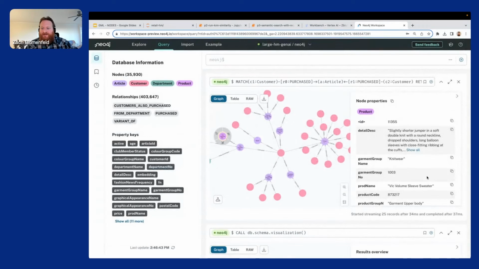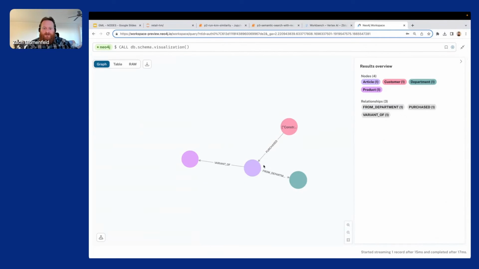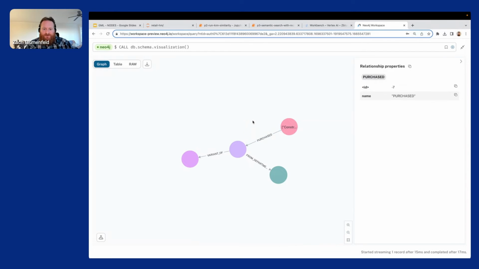And let me actually show you this picture here. So this is our schema. I know these labels might throw you off a little bit, but this is a historical graph that's showing you different articles. So these are like articles of clothing. All the clothing are variants of products. So a product would be like a sweater, for example, and then variants would be different colors of the sweater, right? Or different sizes of them.